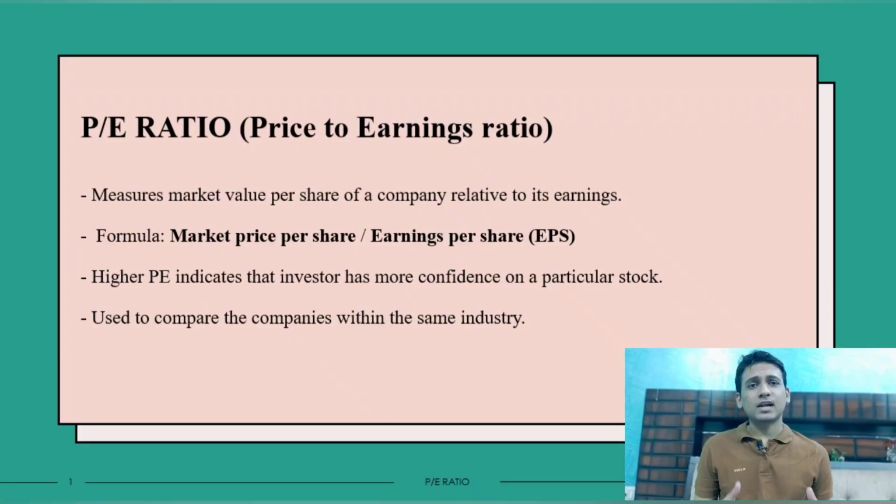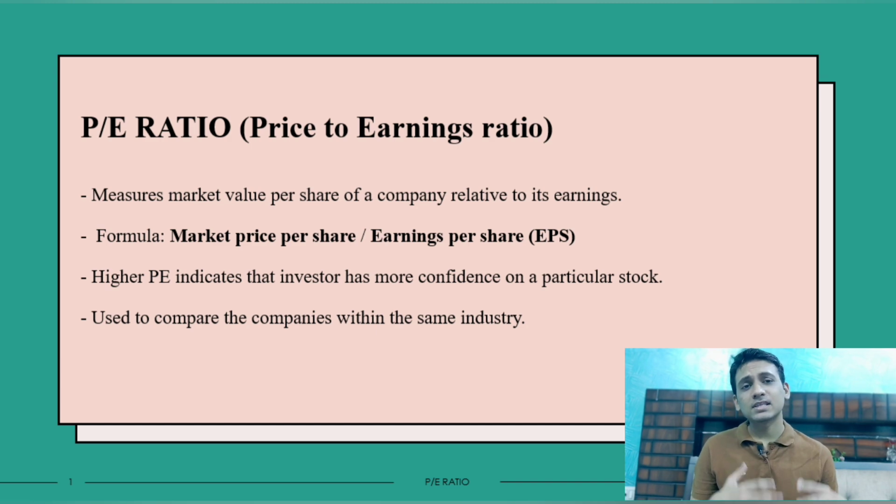Now the first term that we will be covering in today's video is PE ratio or price to earnings ratio. So it measures the market valuation of a company relative to its earnings. It tells us how much investors are willing to pay for 1 rupee of the company's earnings. And there is a formula for PE ratio, which is market price per share by earnings per share.